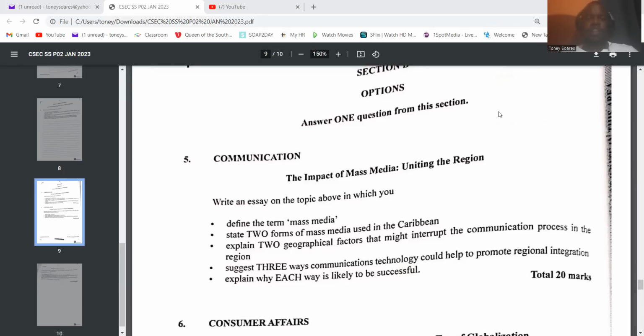All right. So the first question says, the impact of mass media uniting the region. Write an essay on the topic above in which you, one, define the term mass media, state two forms of mass media used in the Caribbean, explain two geographical factors that might interrupt the communication process in the region, and suggest three ways communications technology could help to promote regional integration, and then explain why each way is likely to be successful.